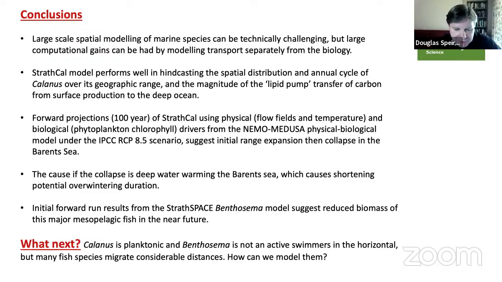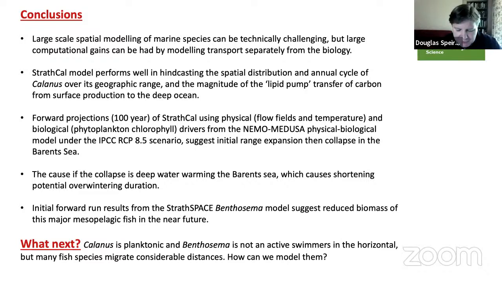So, well, there's ongoing work there, but more generally, what next? Well, the two species that I've focused on here, Calanus, the first one, the zooplankton, is planktonic, of course. And Benthesema is not an active swimmer in the horizontal because it's just a small species. But many species do migrate considerable distances, and we're not just talking about salmon here. So other mesopelagic species like blue whiting have large feeding migrations, going from Ireland all the way into the Norwegian Sea on an annual basis, for example.